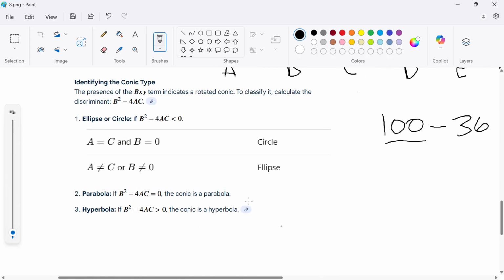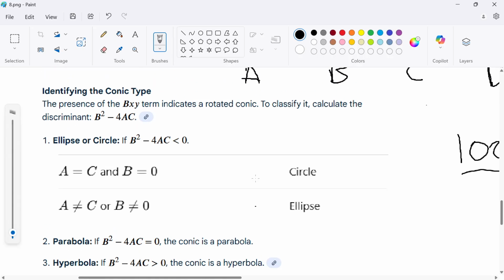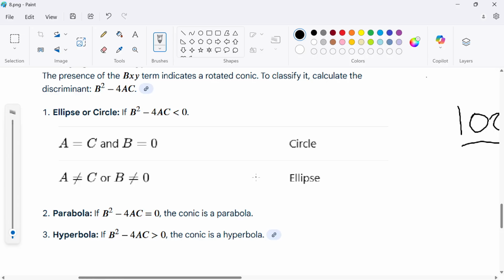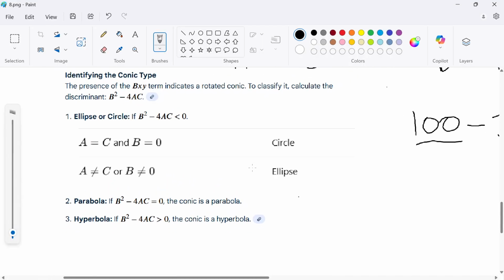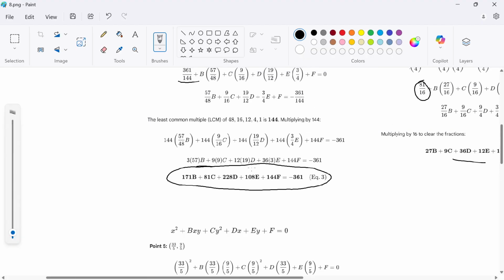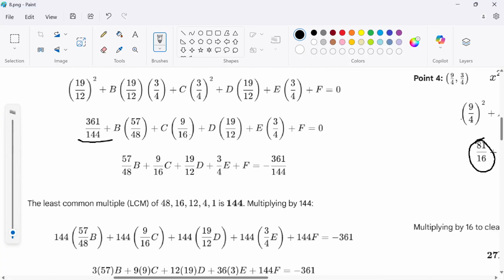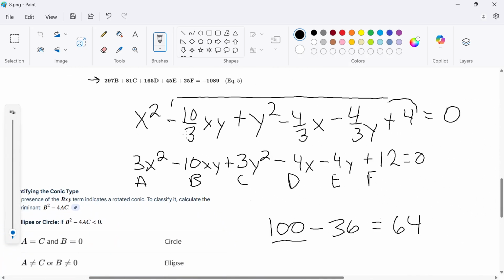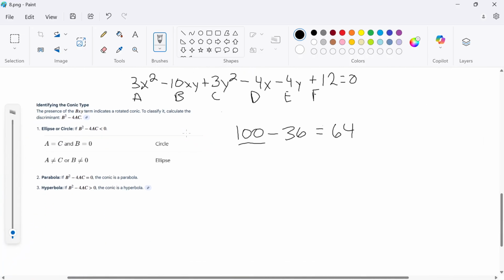If the discriminant is positive, the conic is a hyperbola. If the discriminant equals 0, it's a parabola. If it's less than 0, and A equals C and B equals 0, it's a circle. If it's less than 0 and either A doesn't equal C or B doesn't equal 0, then it's an ellipse. But in this case it was positive, so that makes it a hyperbola. That's how to work this kind of question. You just set up the matrices and use a calculator to find the solution to that system of equations, 5 equations, 5 unknowns. Pretty easy when you do matrices.